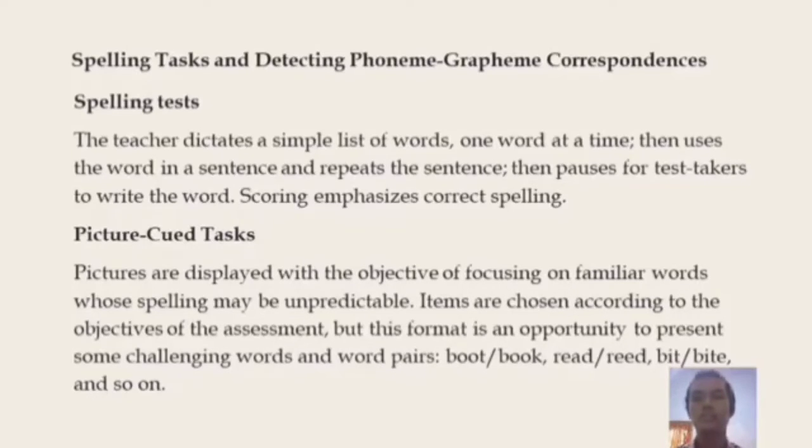Next is picture cued test. Pictures are displayed with the objective of focusing on familiar words whose spelling may be unpredictable. Then items are chosen according to the objective of the assessment. But this format is an opportunity to present some challenging words and word pairs like good, book, broad, red, and any other.